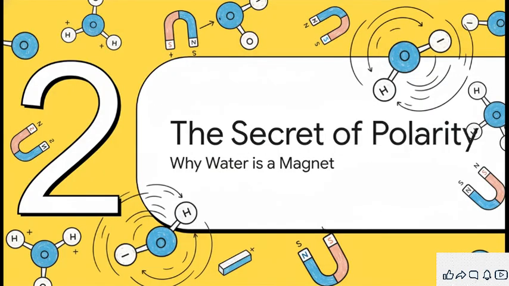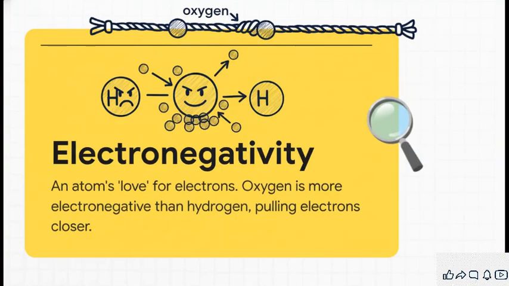Now we're getting to the single most important property of water. Seriously, if you remember one thing, make it this. We're talking about polarity. What this means is that every single molecule of water acts like a tiny, tiny magnet. To understand why it's a magnet, we need this one word, electronegativity. You can just think of it as an atom's greediness for electrons. And in the case of water, the oxygen atom is way more electronegative than hydrogen. It's a total electron hog. So even though they're supposed to be sharing electrons, oxygen is pulling them way, way closer to itself.